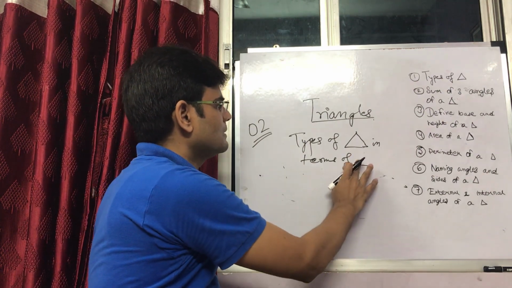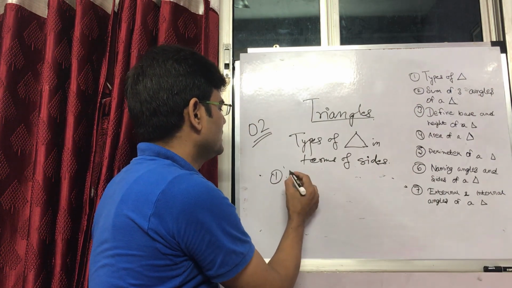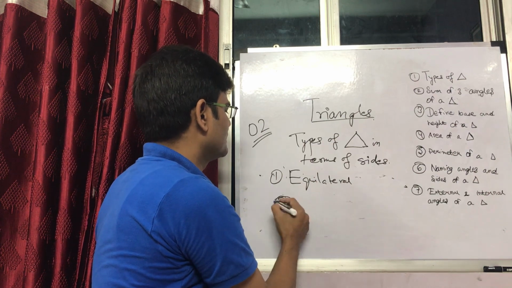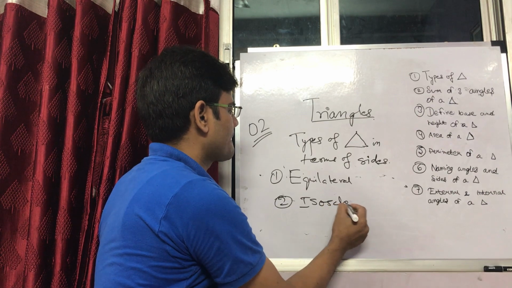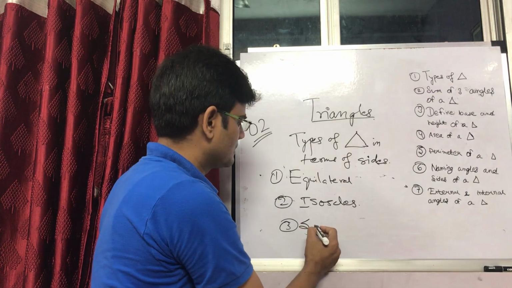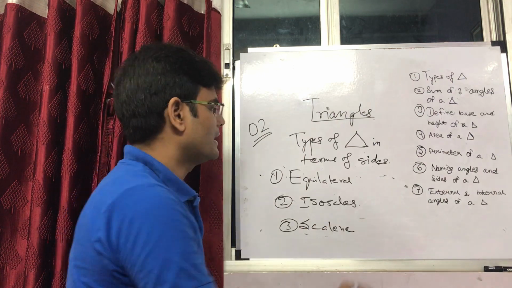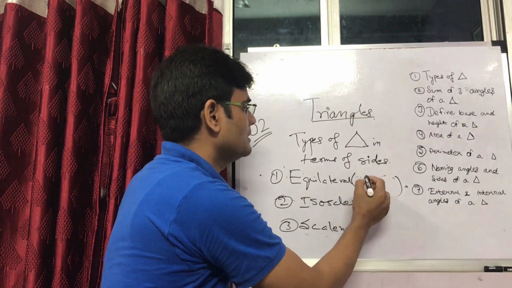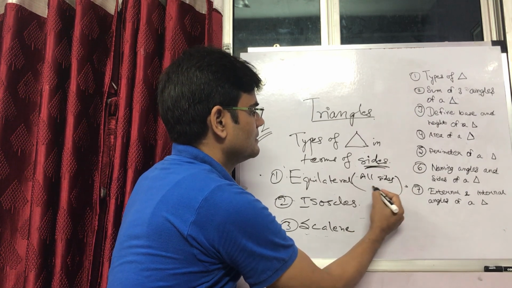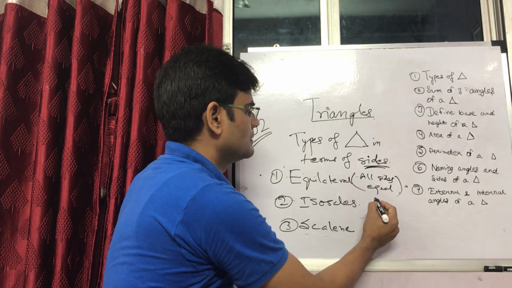Now in terms of sides. First, equilateral. Second, isosceles. Third, scalene. Equilateral: all sides equal. I'm sorry, we are studying in terms of sides, so all sides equal. Isosceles: two sides equal.